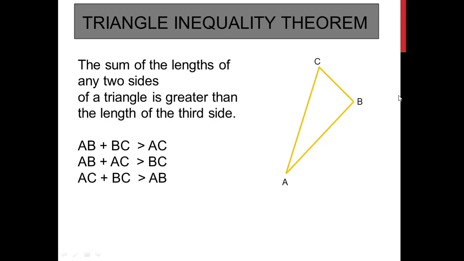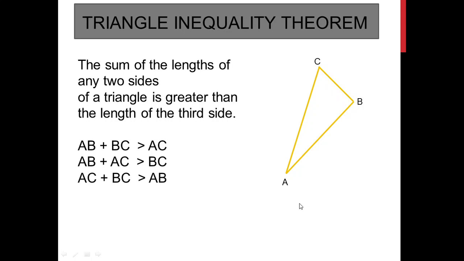So basically, if this is our triangle, if we add side AB and side BC, it's obviously greater than the side AC. Or if we add side AB and side AC, it should be greater than side BC. Or if we add side AC and side BC, it should be greater than side AB.